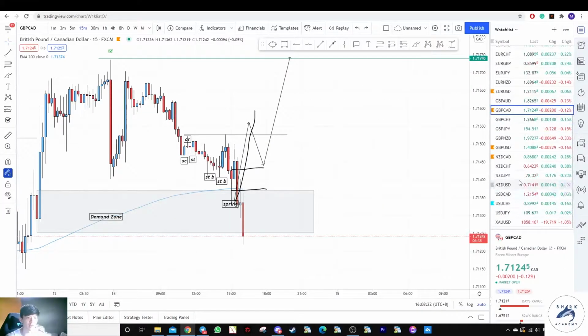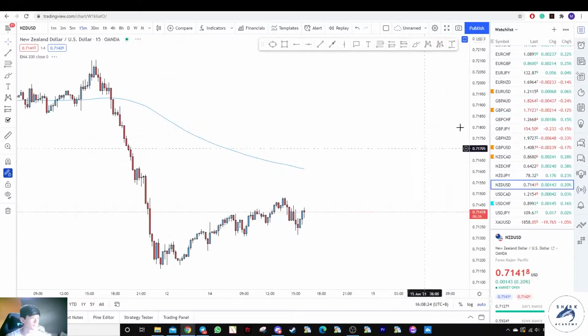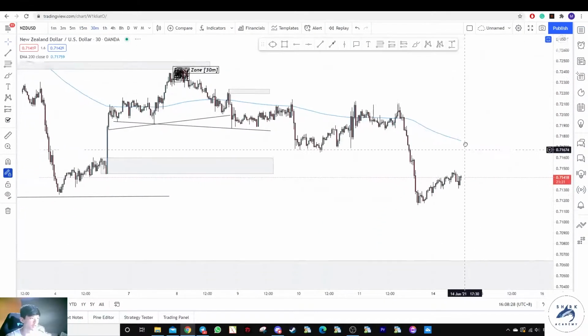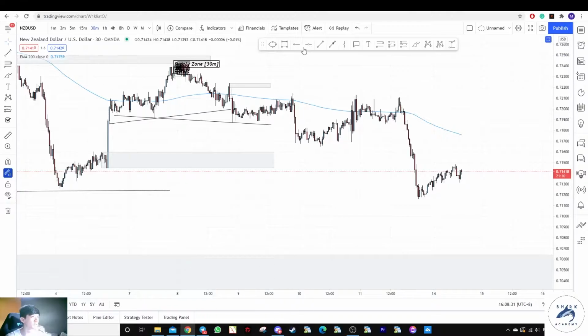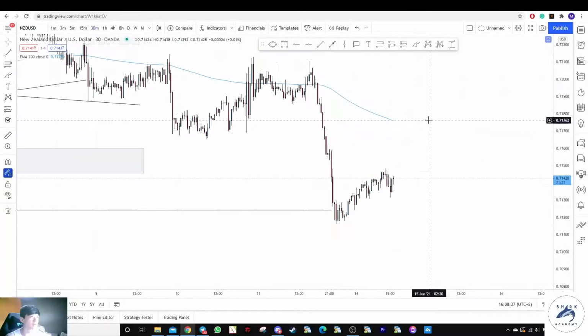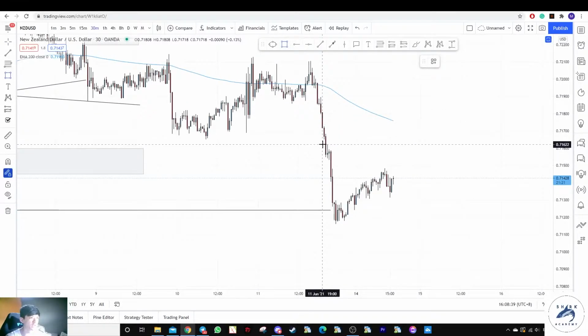So looking at NU, you can see that over here, we are looking for a pullback to sell because prices just broke this level over here. You can see this is a break of structure, right? And we are expecting prices to pull back towards this zone over here. Can you see this is a supply zone?